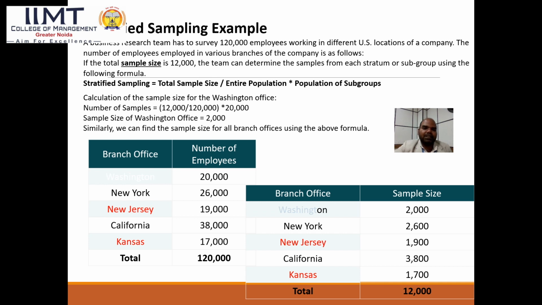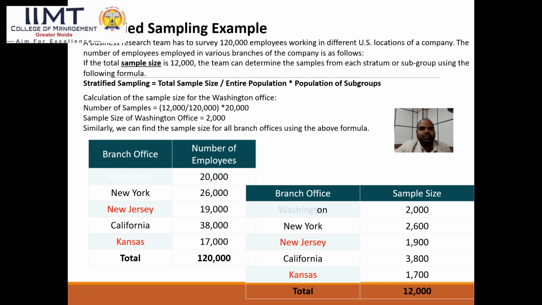Calculation of the sample size for the Washington office: number of samples, sample size of the Washington office. Similarly, we can find the sample size for all branch offices in the US by the given formula. Branch office, number of employees, branch office and sample size. This is given here. Look and understand.